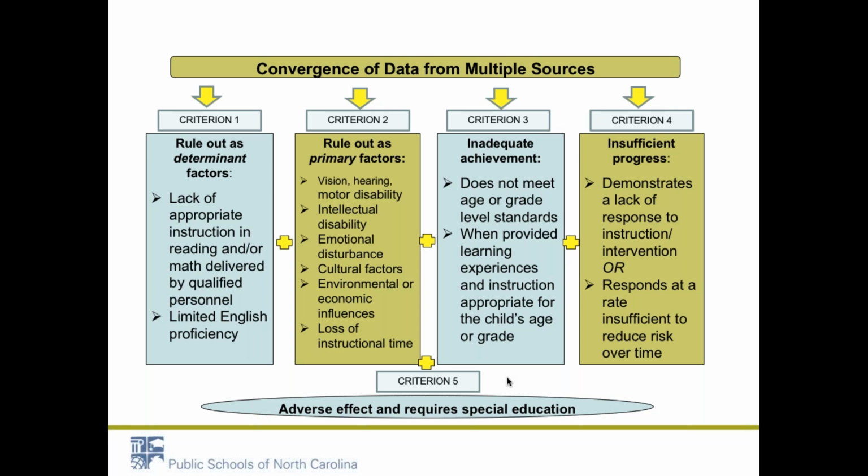The team might address questions such as, what evidence showed that the achievement gap between the student and grade level peers was closing? In order to benefit from the general education program, does the student need ongoing supports and services that could not be maintained or cannot be maintained through general education alone? And then criterion 5 addresses the requirement for adverse effect and the need for specially designed instruction.